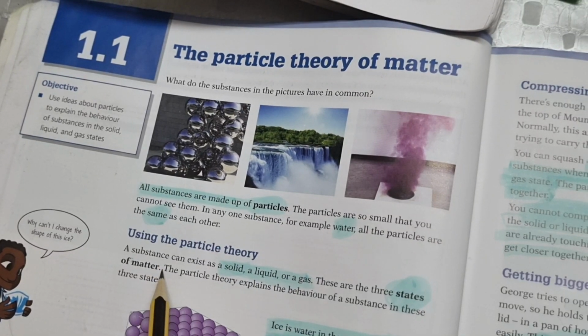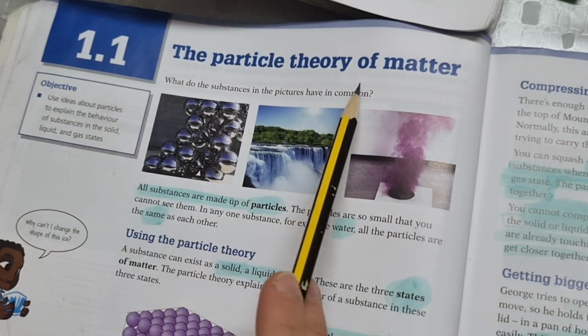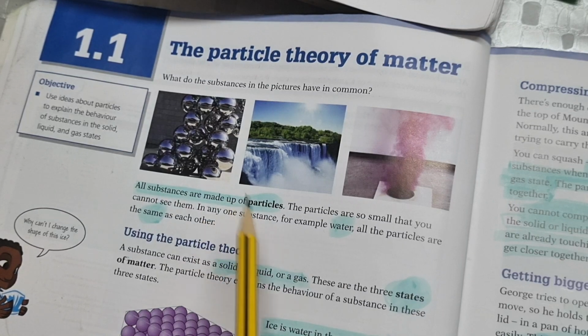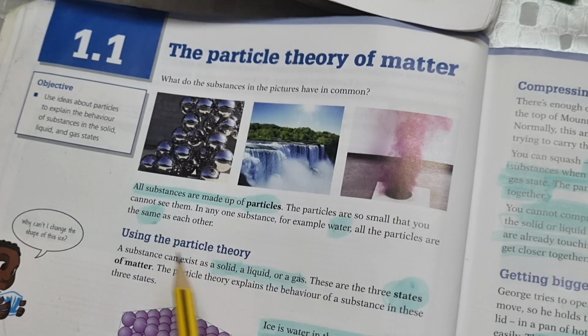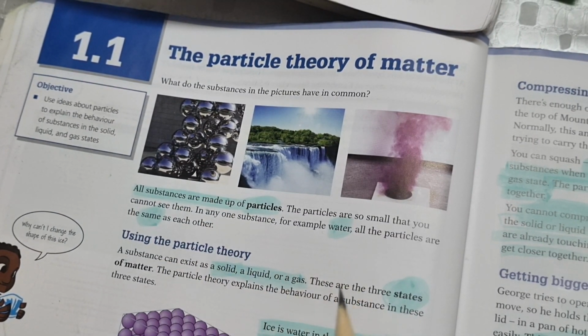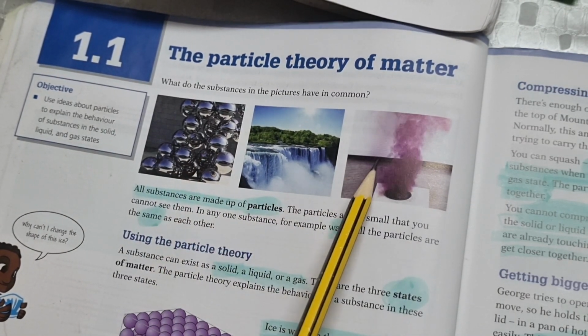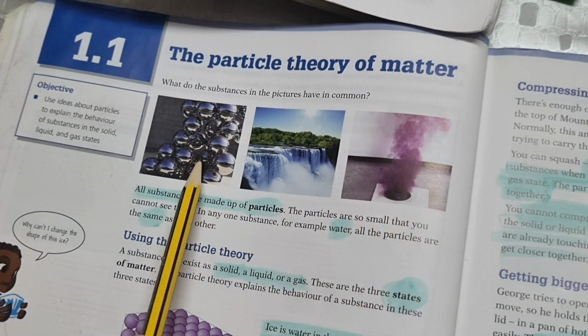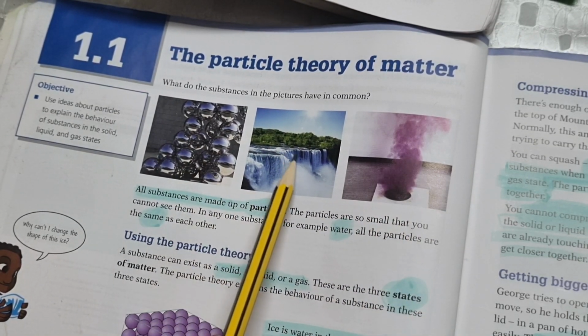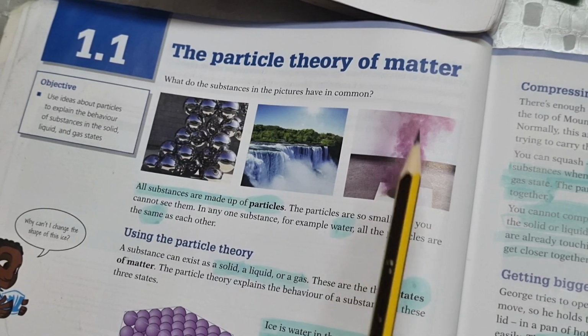Hello, today our lesson will be about the particle theory of matter from Complete Chemistry of Cambridge Secondary 1. First of all, we will know everything about this lesson and it will be so easy. Okay, we have here three pictures. These three pictures are about substances. As you see, we have just like marbles, a waterfall, and something.